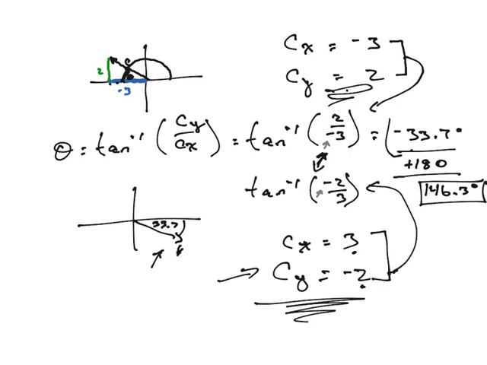However, in the top case, you either draw it out or you visualize it in your head. You say, what should the vector look like? I move to the left 3 and up 2. That's somewhere in the second quadrant. What answer did I get? Negative 33. That's a fourth quadrant answer. So they don't match. Every time they don't match, add 180, and that's your final answer.